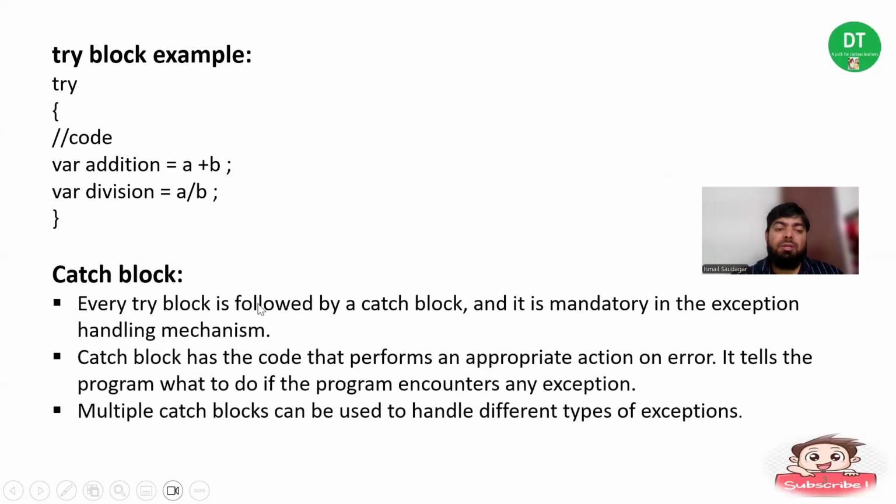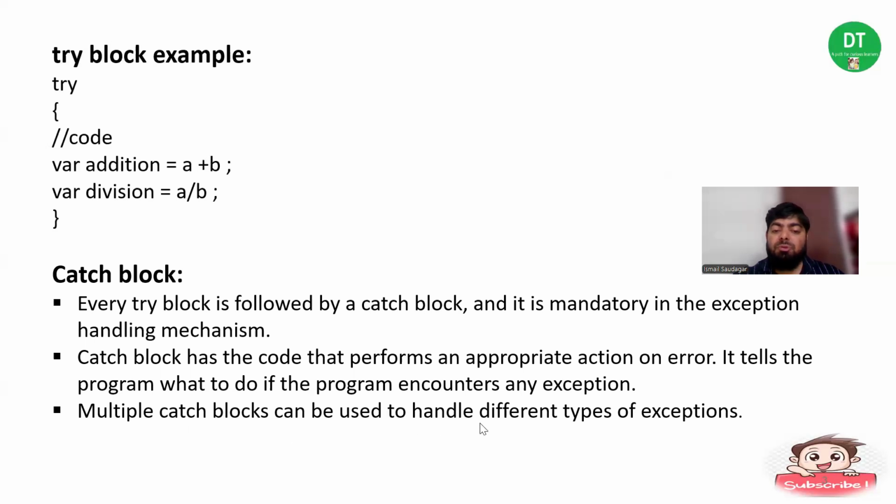Catch block. Every try block is followed by a catch block, and it is mandatory in the exception handling mechanism. The catch block has the code that performs an appropriate action on error. It tells the program what to do if it encounters any exception. The catch block contains the code that catches the exception in a variable and handles it, suppose writing the exception detail into a log file or database. That type of code is written in the catch block.